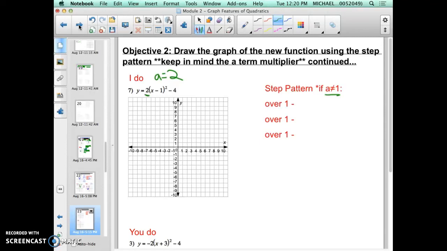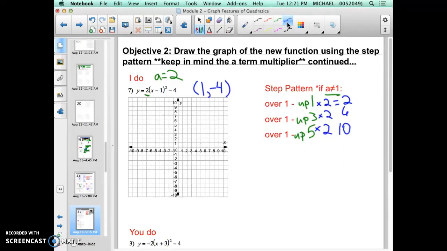So if I do the original step pattern, over 1, up 1, over 1, up 3, over 1, up 5, what's happening is the up 1, up 3, up 5 are talking about the y value. So this is all going to be multiplied by 2, 2, and 2. So now it becomes over 1 up 2, over 1 up 3 times 2 is 6, over 1 up 5 times 2 is 10. All right? So it's the same process. I plot the vertex, which in this case is (1, -4).